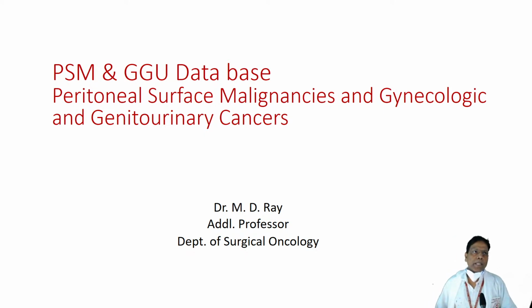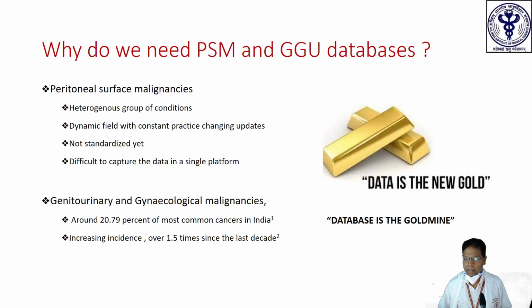So part of our team is looking after the peritoneal surface malignancy and genitourinary gynec cancer. You know why we need that PSM and GGU database, any database like this? The simple answer is: the data is the new gold, and the database is the gold mine. So that is the answer to this.